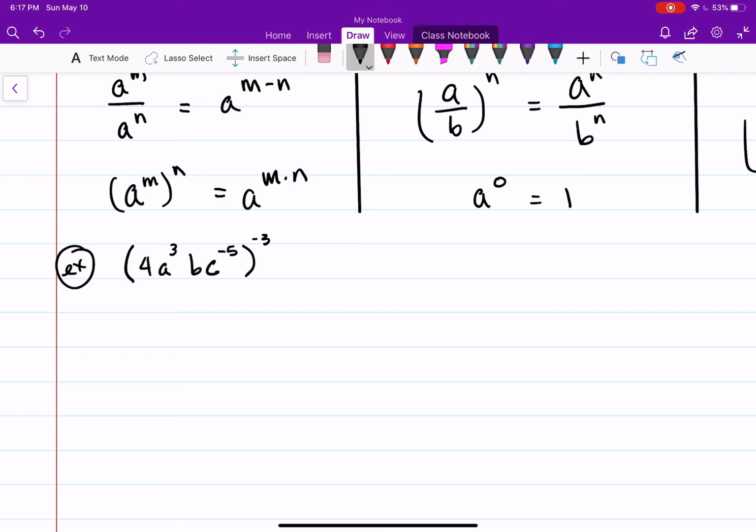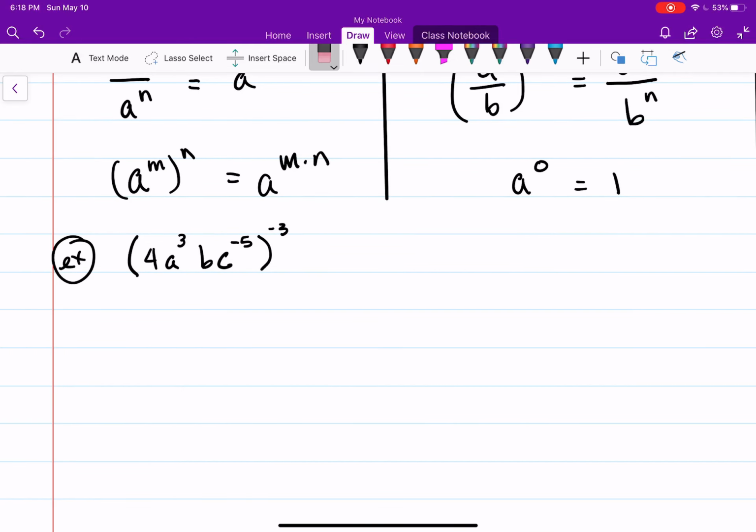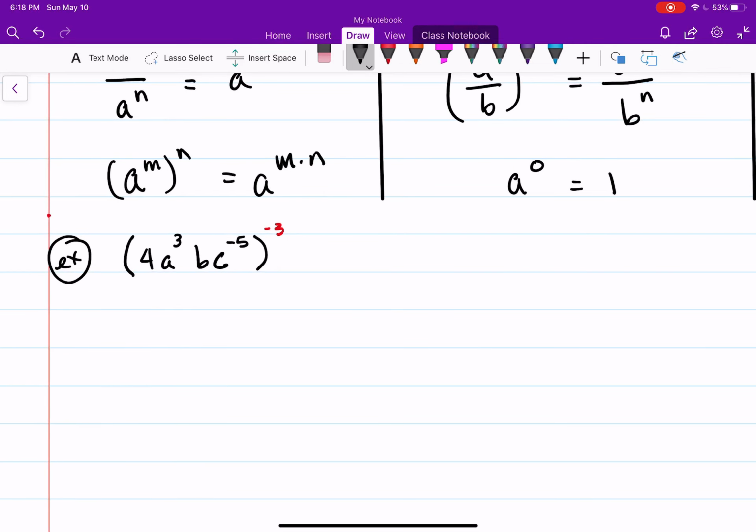Okay, so the first thing we're going to do is distribute the power. So first, before I do that, let me make this red so that you guys can see where the red came from. So again, numbers and variables are separated. This right here is not 4a cubed. This right here is 4 times a cubed. Two separate things. So 4 is separate from a cubed, separate from b, separate from c to the negative fifth. All separate things. So each of those will be raised to the negative 3 power.